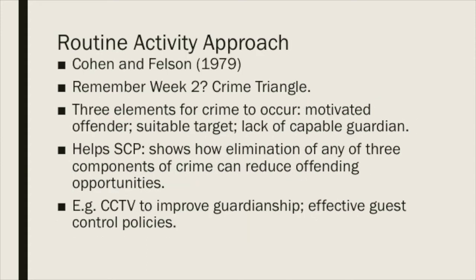Now let's revisit the routine activity approach. Again, week two, that crime triangle thing. There are three elements for crime to occur: the motivated offender, a suitable target, and a lack of capable guardianship. And what this does for situational prevention is it shows how eliminating any of these three elements in the triangle can reduce opportunities for offending, right? We tamper with the motivation of the offender, we make a target less suitable, or we provide capable guardianship of a particular space. For example, CCTV, or effective guest control policies, i.e. having a bouncer out the front of your club.